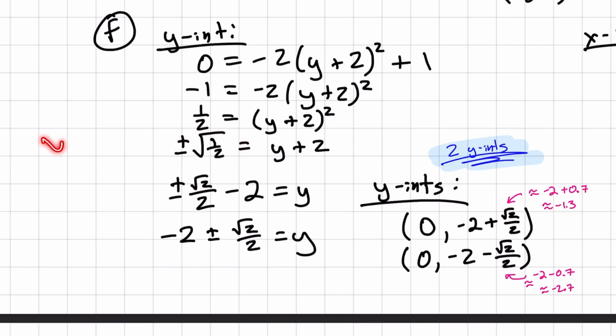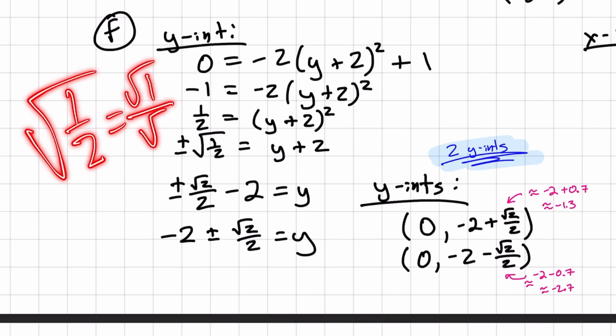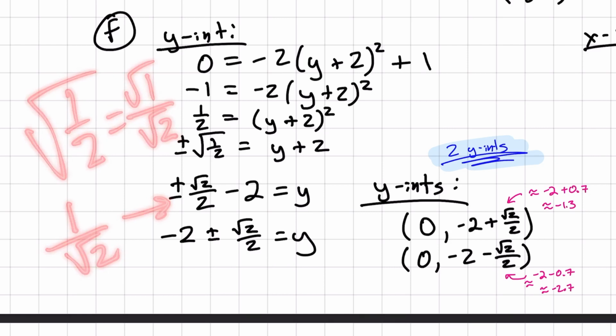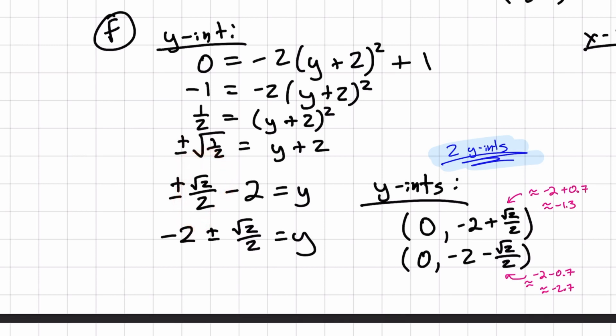If I have the square root of 1/2, this is the same thing as the square root of 1 over the square root of 2. Well, the square root of 1 is 1, the square root of 2 is, well, square root of 2. And then we can rationalize it. This is pre-cal. You've been doing this for a long time. You've been rationalizing 1 over square root of 2 for a while. So this is square root of 2 over 2.